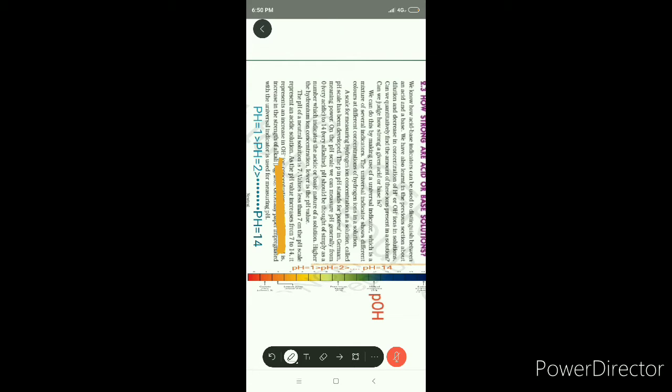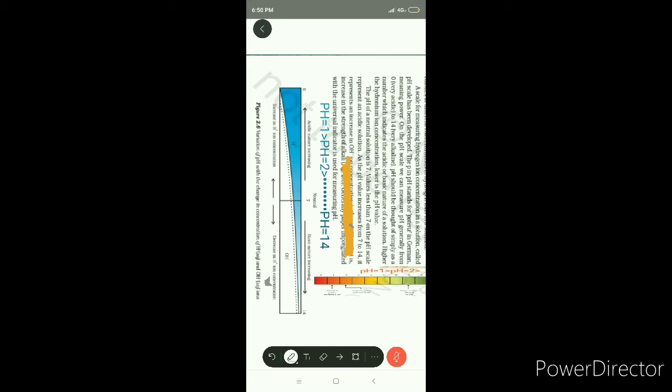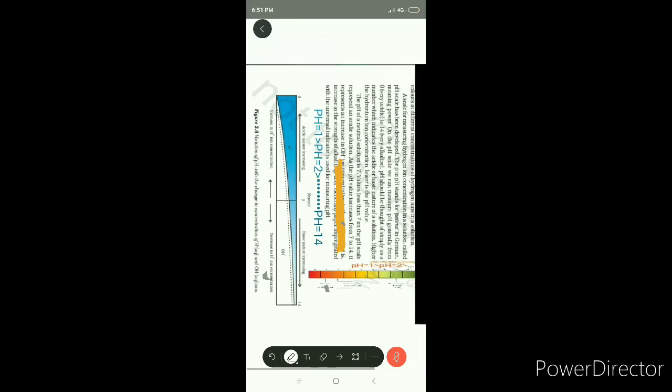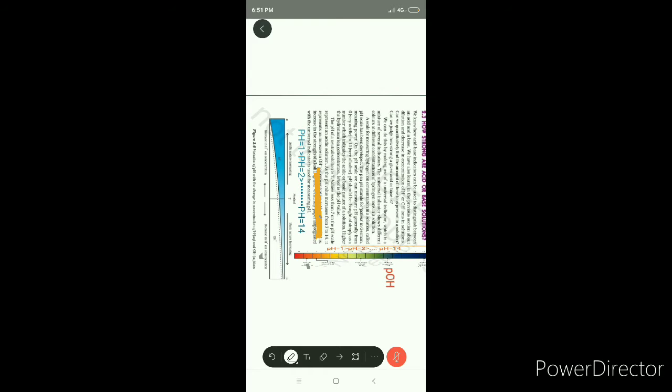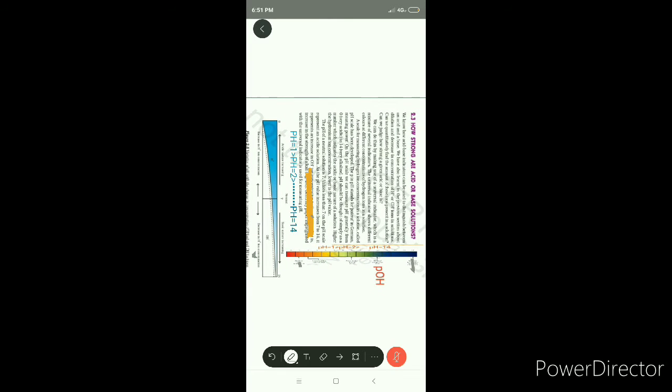When we add acids, suppose we are adding hydrochloric acid, then the color changes. It depends upon the amount of hydrogen ion present in the acid. When we add HCl, then it will show this color. When we add lemon juice, then it shows this color. Like that. Similarly, when we add the base sodium hydroxide, then it shows this color.